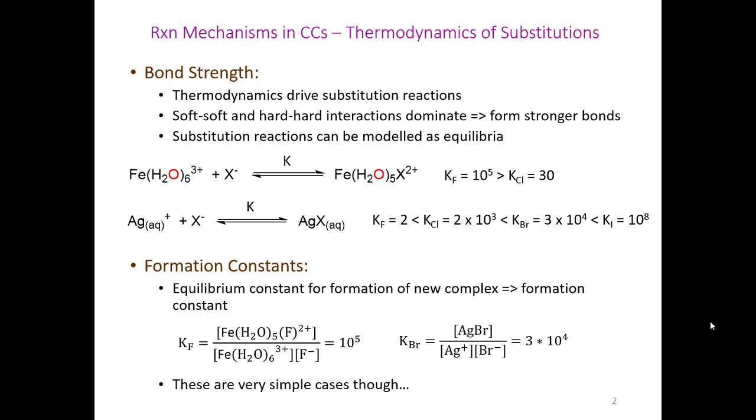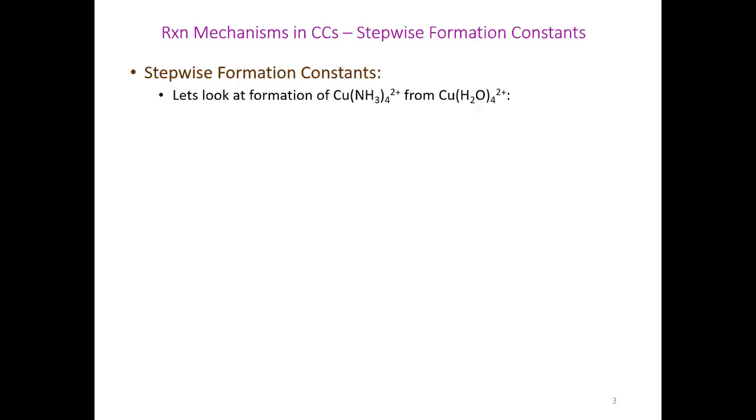So these are really simplified cases where you're just either forming a complex from ions, or you're doing a single ligand substitution, right? In the case of the hexaaqua iron 3, we're substituting one aqua ligand for one halide ligand. But oftentimes we're going to be substituting multiple ligands at once. So in these cases, things get a little bit more complicated. As an example of a more complicated ligand substitution reaction, let's look at the formation of tetraammine copper 2 from tetraaqua copper 2.